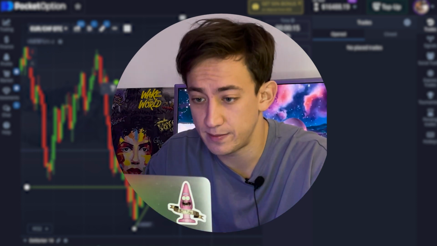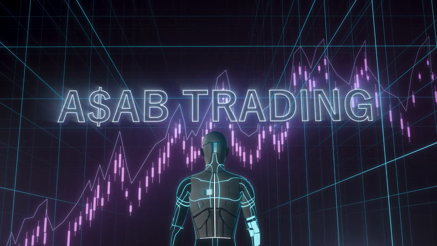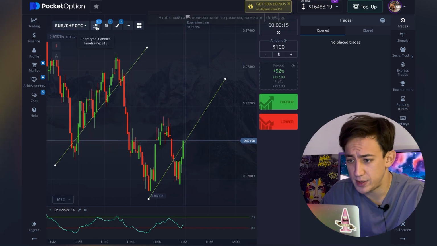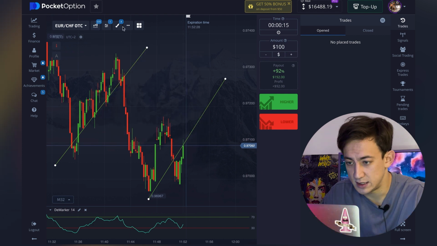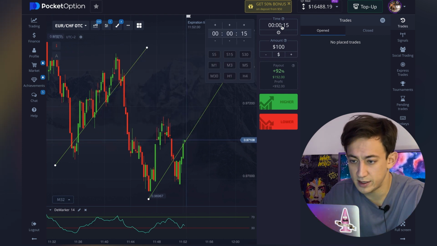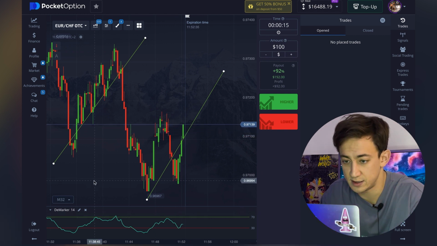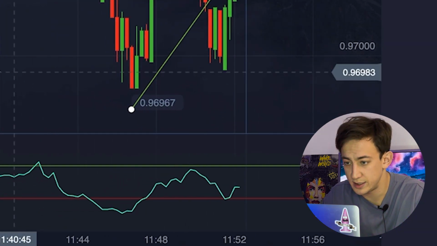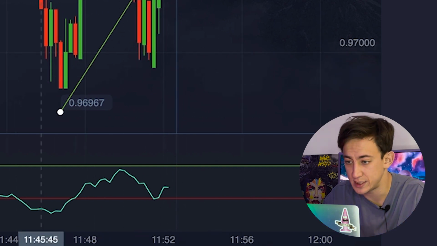Let's get started. To start, select a currency pair and set the time frame to 15 seconds, just like mine. In the indicator section, choose Demarker, leave the default settings with a period of 14. As you can see, the Demarker is represented below as a chart with two support levels and a curve indicating price change.